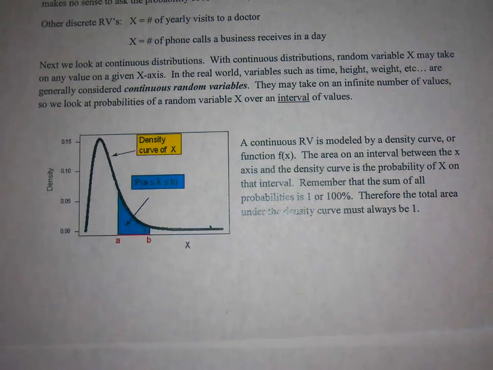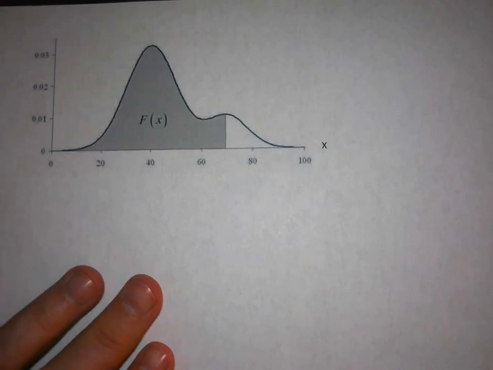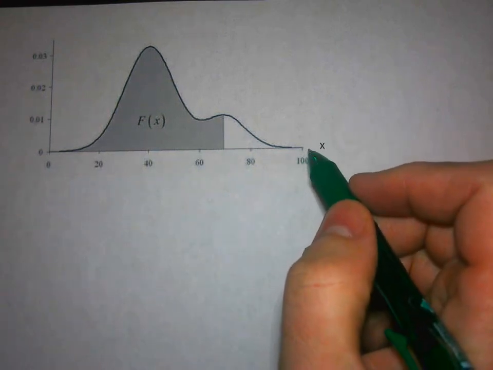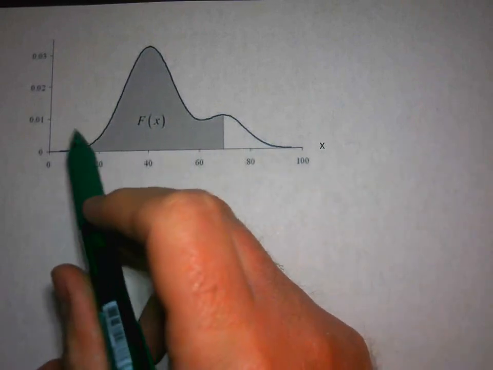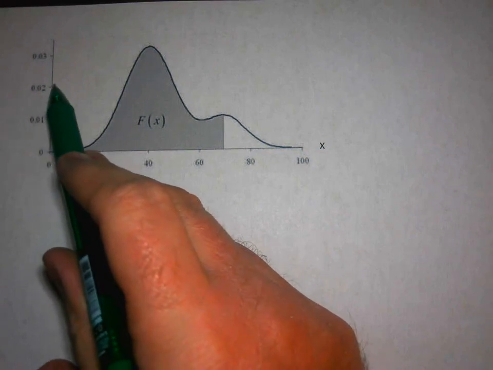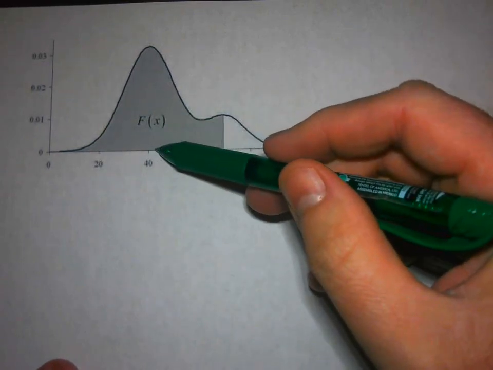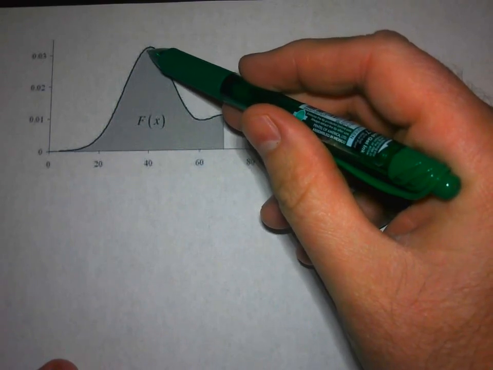So if we get to an example of this, without getting too far in depth, just suppose you're given this density function, and let's say that x represents the commute time in a certain city. We're not going to get too crazy here. You have 0.01 representing 1%, 0.02 representing 2%, and so on. The one that occurs most often, right around 40 minutes, has the highest probability of about 0.03.